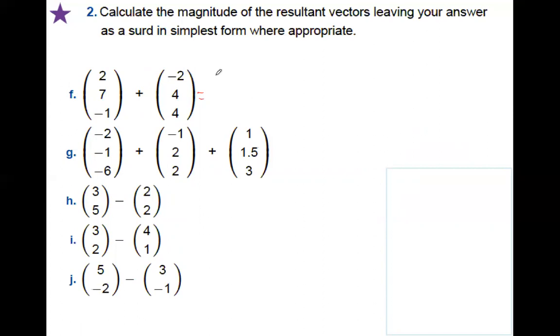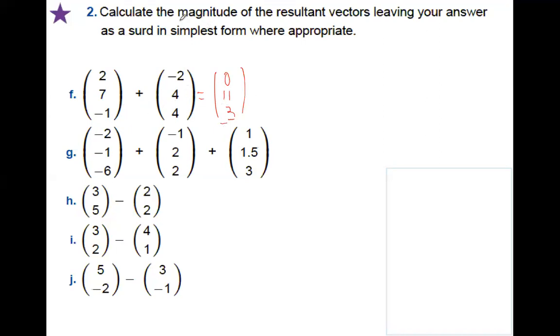So if I do 2 plus -2, it's 2 minus 2, which is 0. So basically, you go 2 that way, -2 back, you've moved 0. 7 plus 4, 11. And the last one, -1 plus 4, is just +3. We just write it as 3. So that's us. We found the first one. That's the vector. Basically, it's the resultant vector.